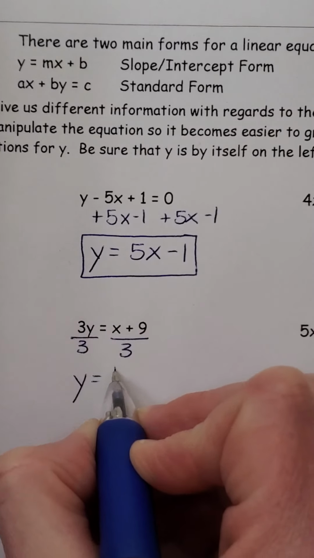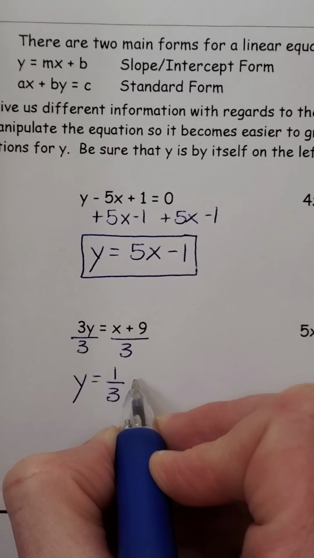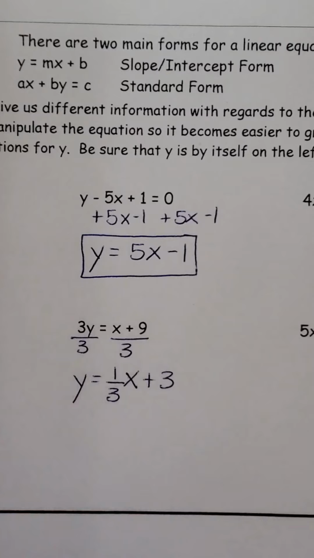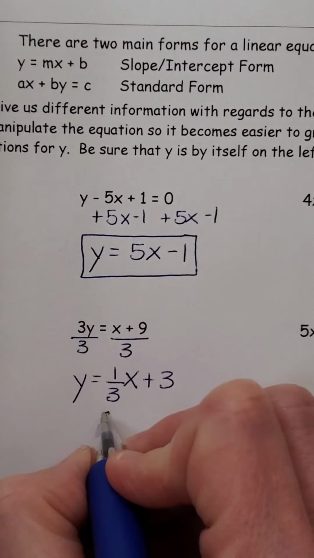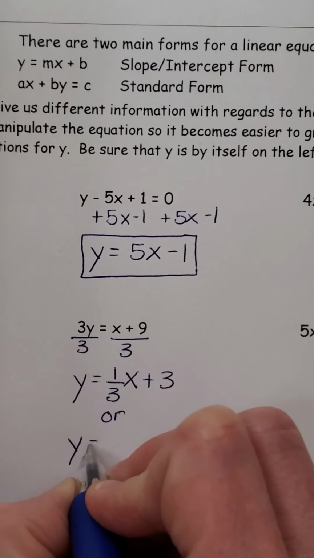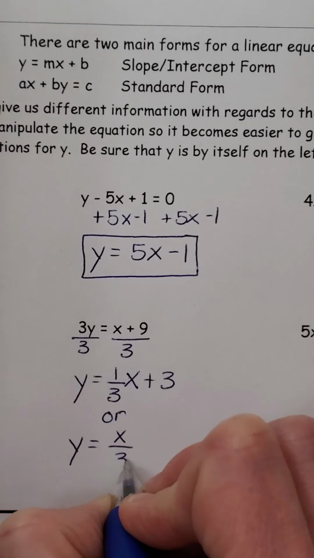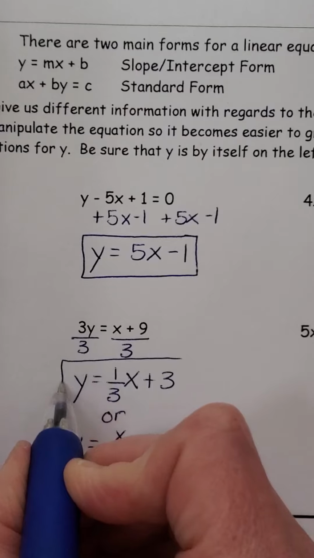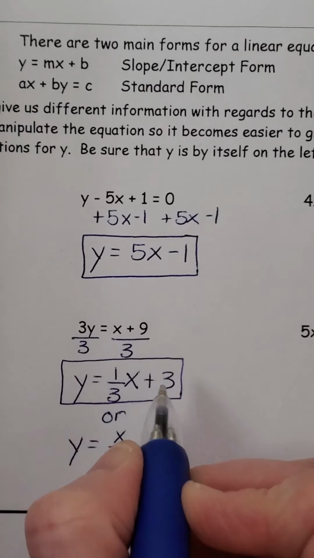Y equals, now there's nothing wrong with writing x over 3 as well. So either that, or just have to make sure that when you're graphing it, you understand how to substitute those values, because we've graphed these already.